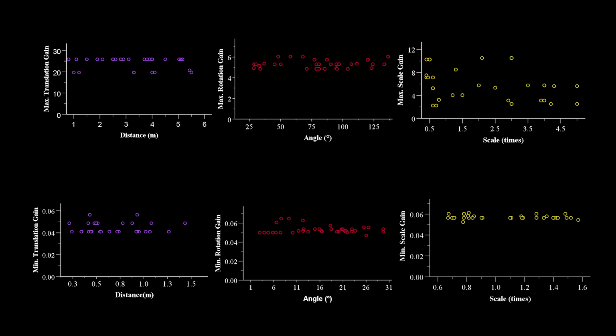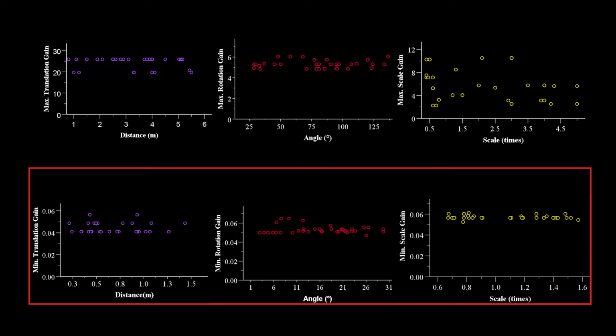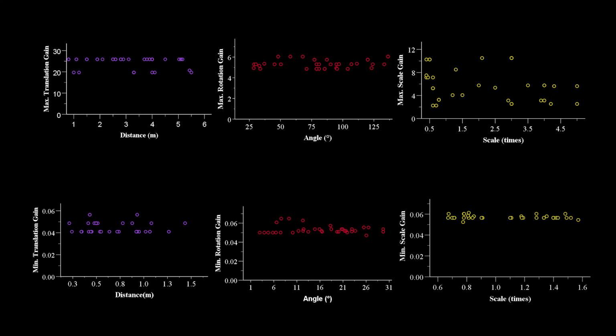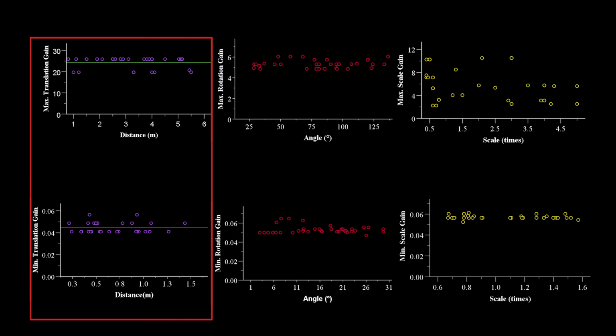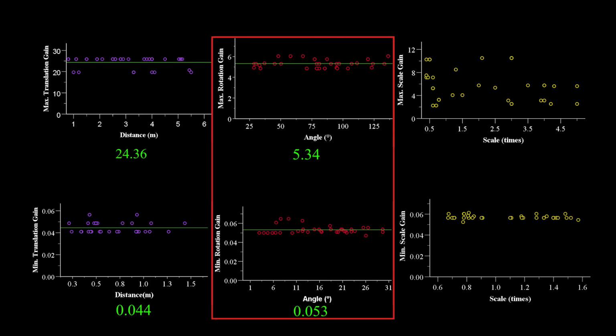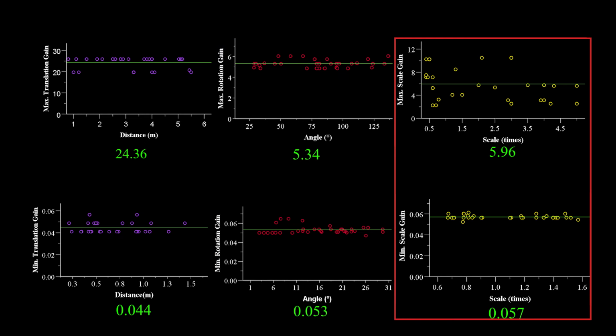The figure shows the scatter plots of the maximum and minimum values of manipulation gains collected through the above experiment. The maximum and minimum translation gains are 24.68 and 0.045. The maximum and minimum rotation gains are 5.33 and 0.053. The maximum and minimum scale gains are 5.89 and 0.057.